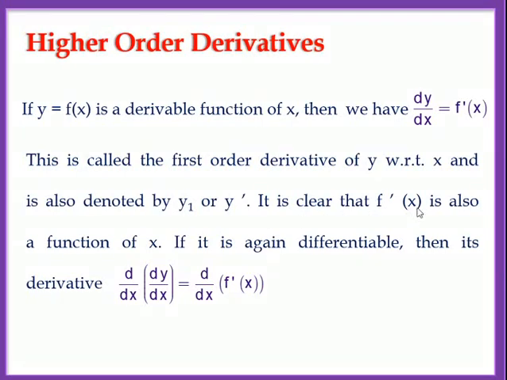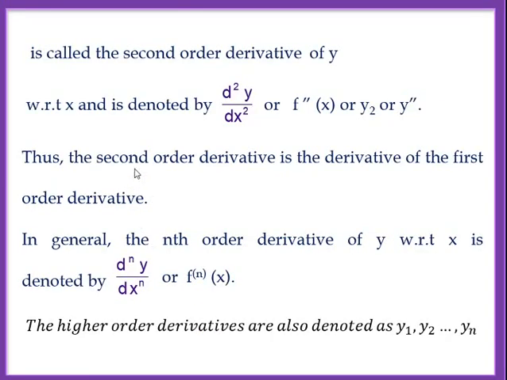It is clear that f dash of x is also a function of x. If it is again differentiable, then its derivative d/dx of dy/dx, that is d/dx of f dash of x, is called the second order derivative of y, of course with respect to x, and is denoted by d2y by dx square, or f double dash of x, or y2 or y double dash. See, the convention is you have to read this as d2y by dx square and not d square y by dx2, right? Thus the second order derivative is the derivative of the first order derivative.